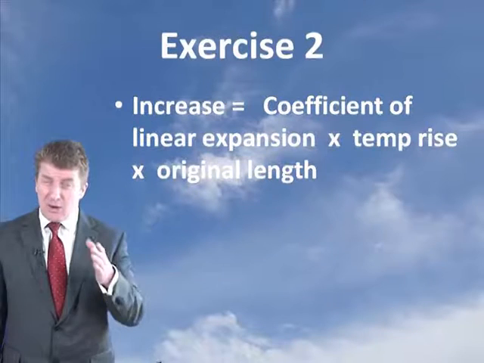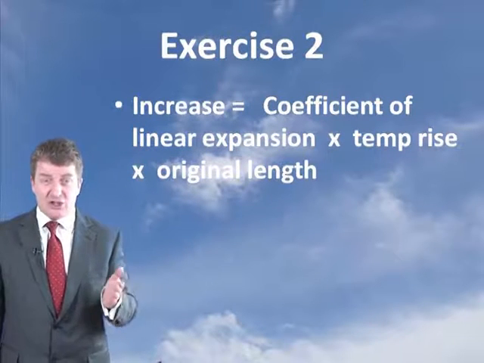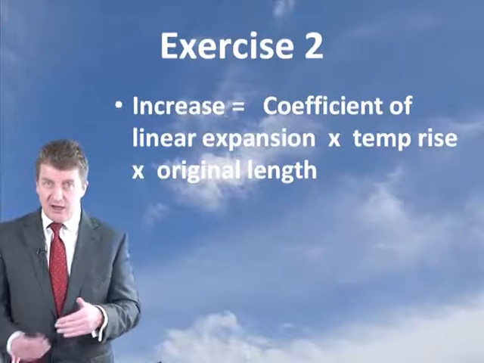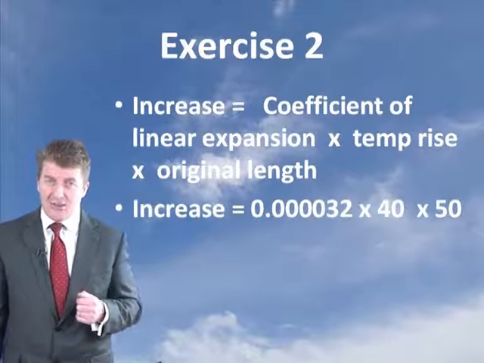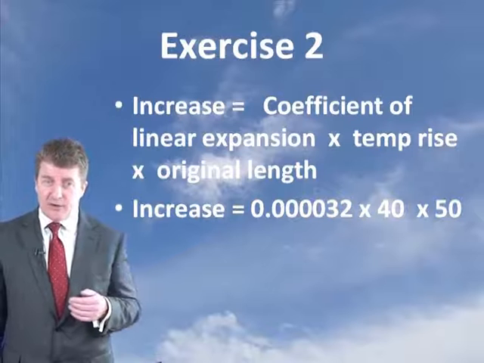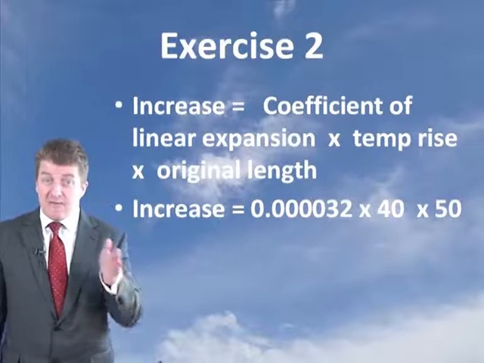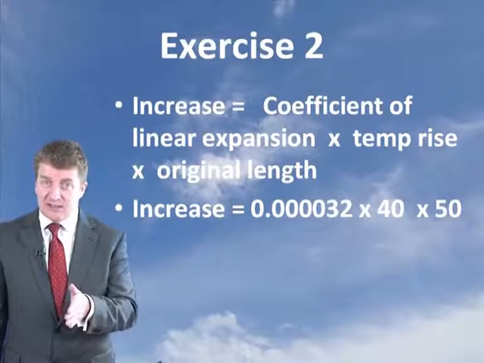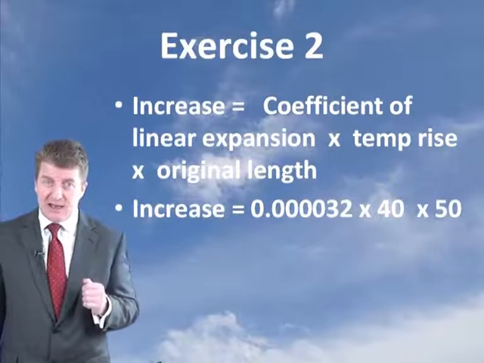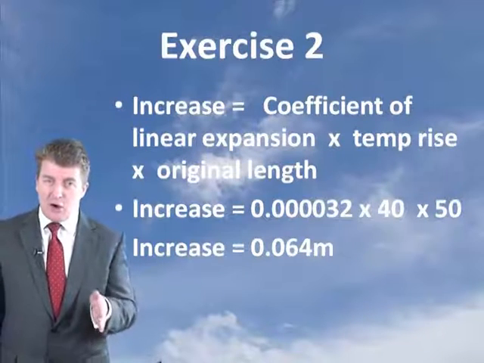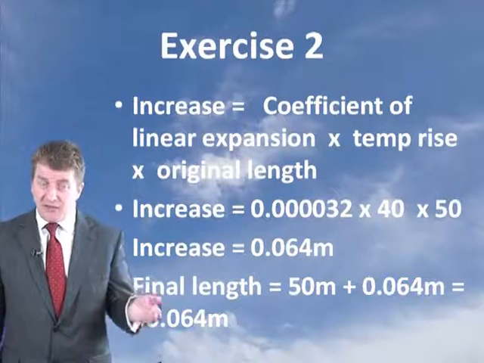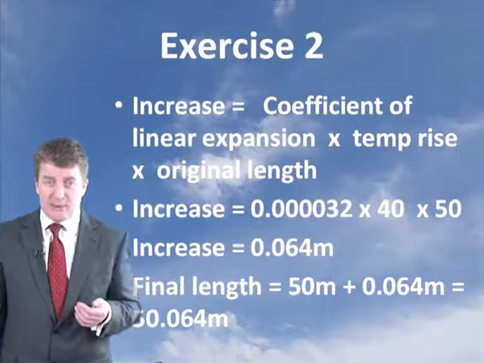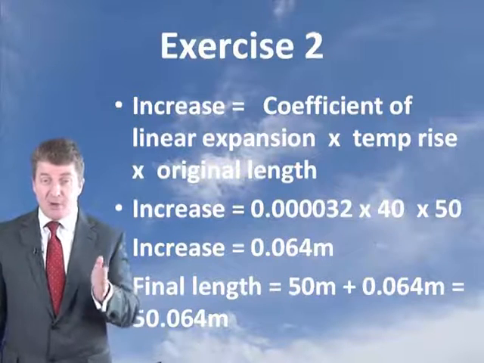Well, first of all, you want to determine the expansion. Well, the expansion is the coefficient of linear, because you want to talk about linear expansion, times the temperature rise times the original length. Well, if you put these in, you get 0.00032 times 40, which is the temperature increase, times the original length, which is 50, and the increase is 0.064 metres. And the final length is 50 plus 0.064 metres. It's 50.064 metres. That's how you do that.